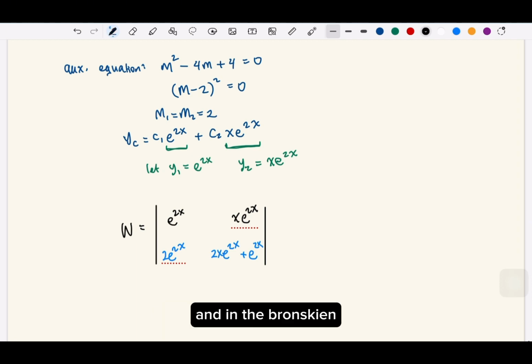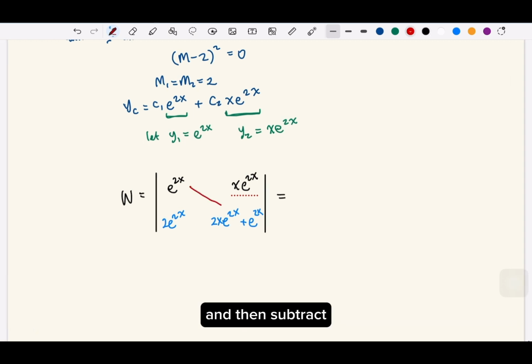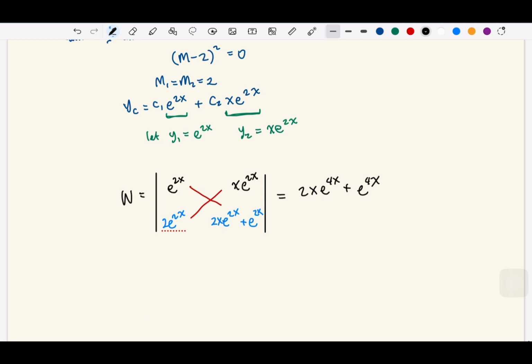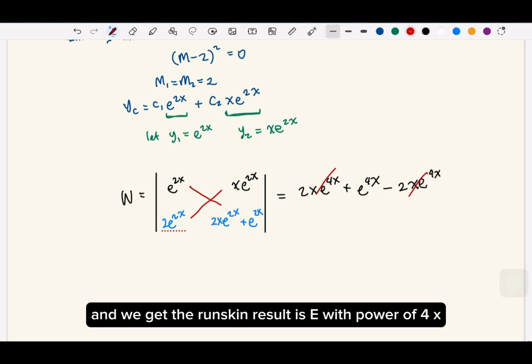Okay. And in the Wronskian, we can find the determinant by cross multiply and then subtract. So 2x e to 4x plus e to 4x, and then minus 2x e to 4x. So we can cancel this, and we get the Wronskian result is e with power of 4x.